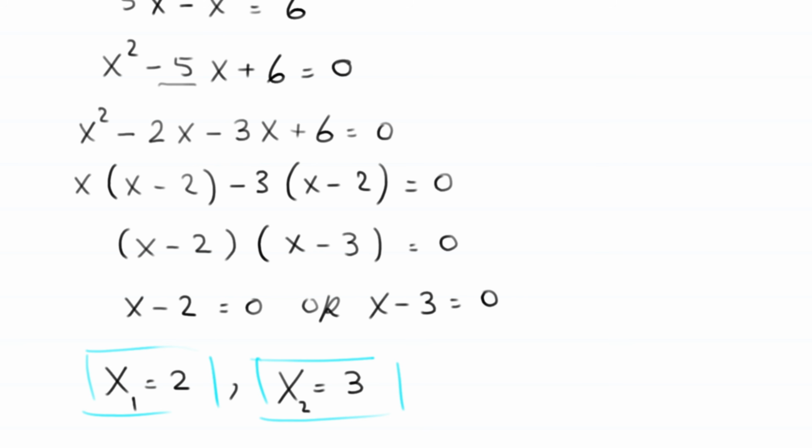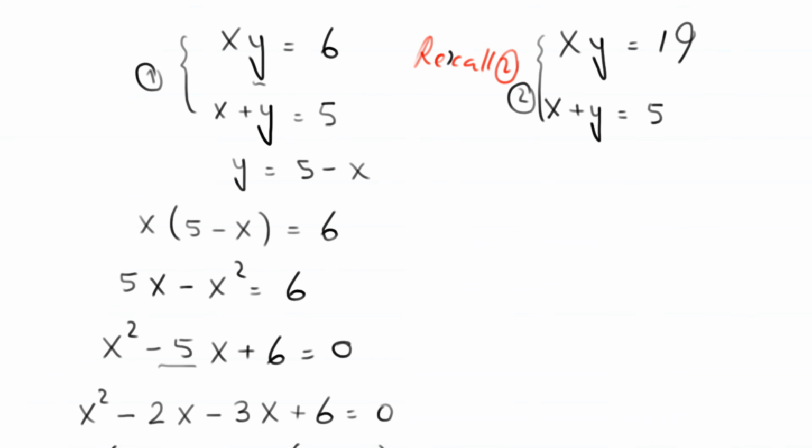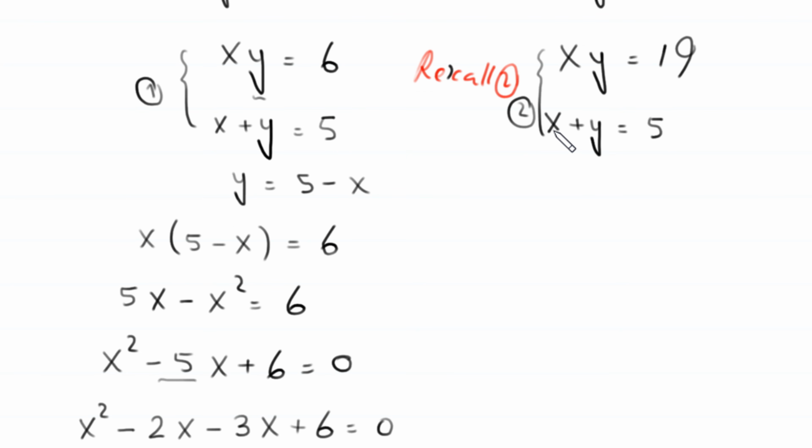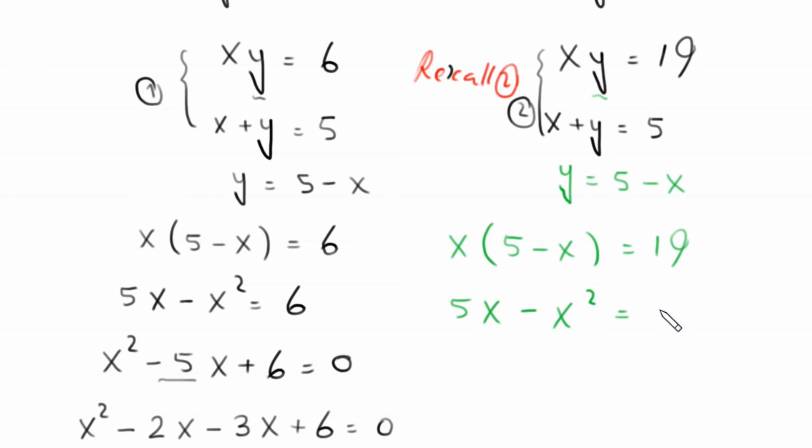We solve the second case. In the second case, if we move this x to the right hand side, then y will be equal to 5 minus x. Replace this y with 5 minus x. This will become x times 5 minus x equal to 19. 5x, x times negative x squared equal to 19. Move these two terms to the right hand side. This will become x squared minus 5 times x plus 19 equal to 0.